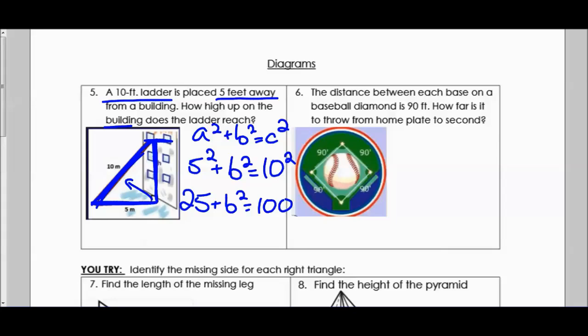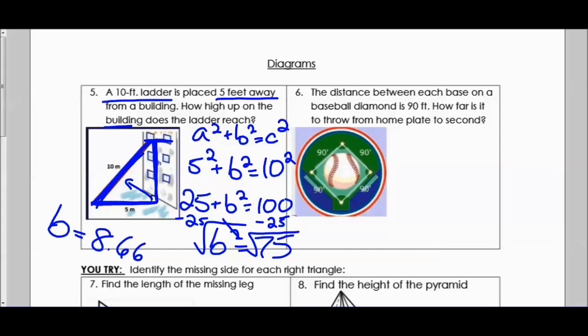Now we're going to solve for B squared first. We're going to get rid of that positive 25 by subtracting 25. That gives us that B squared is 75. So the number times itself that gives us 75 is B. We're going to do the square root to find that. The square root of 75 is 8.66, and here we're talking about meters. So that's how high up on the building the ladder actually touches.